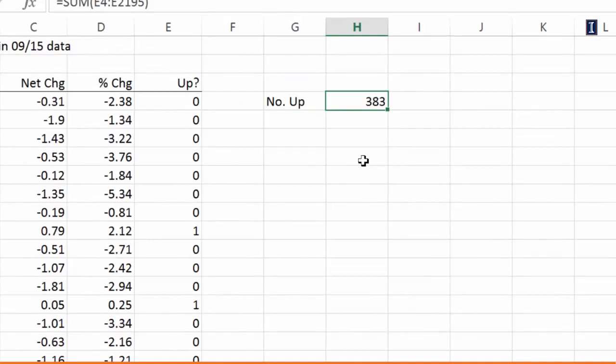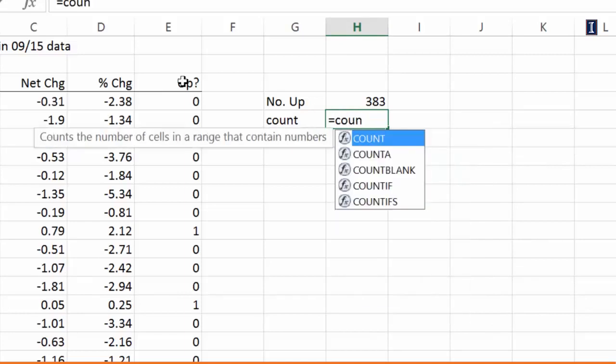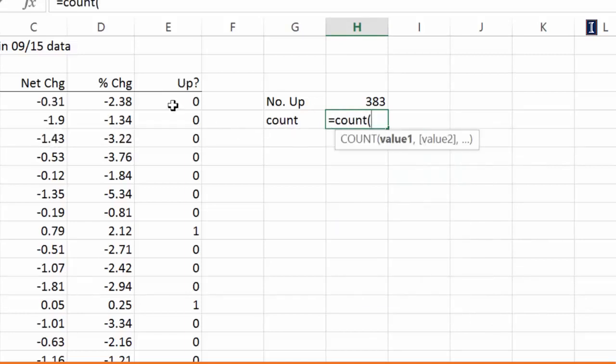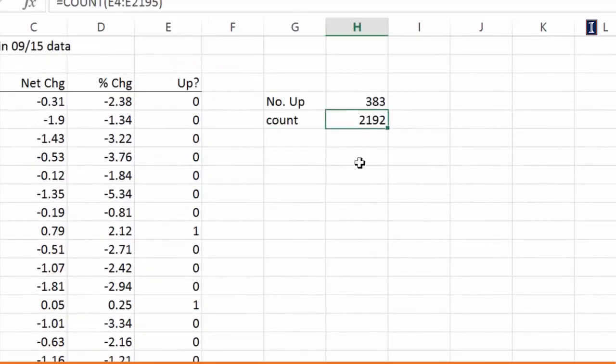So if I want to know what is the proportion, I have to take this number and divide it by the total number of stocks that were reported back at the end of the day. So in order for me to know how many stocks are in this column, I need to find the total number, which is count. Count is simply, I can ask Excel to count the number of values that it finds here. So if I put my cursor again here, Control Shift down, close the parentheses, return, I would see that on that day, I had 2,192 stocks that were reported in this data set.